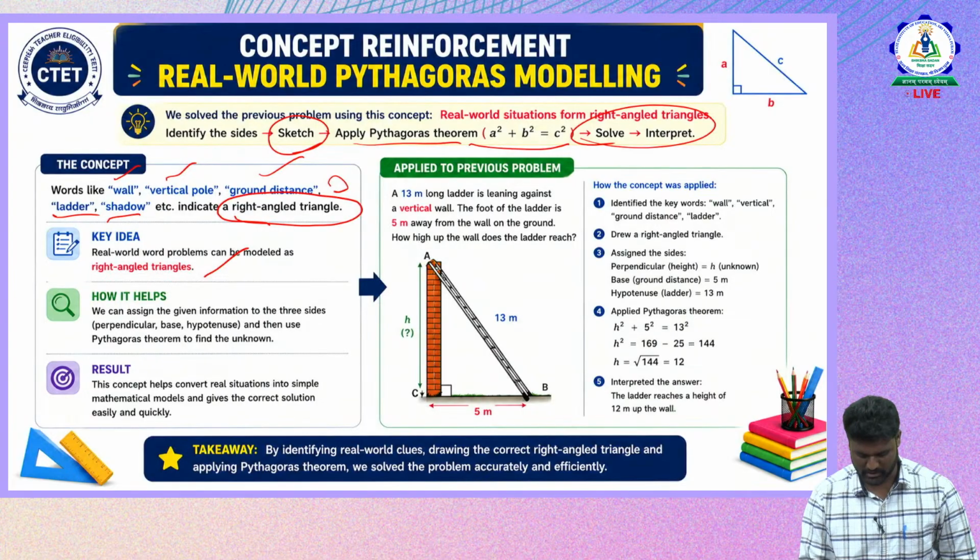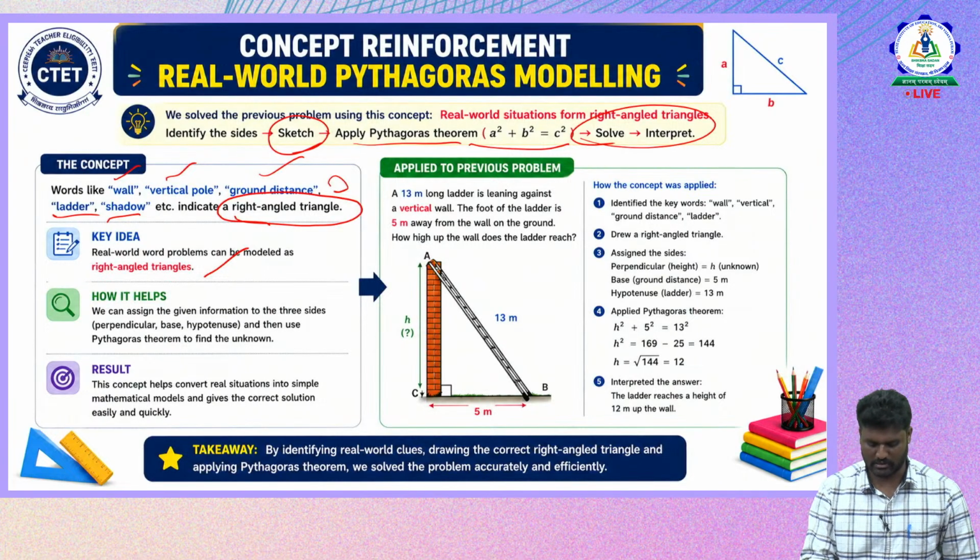Now there is another problem like this. A 13 meters long ladder is leaning against a vertical wall. So there is a vertical wall, and the ladder leaning against it has a length of 13 meters. The foot of the ladder is 5 meters away from the wall on the ground. So that means from the ground point, the foot of the ladder is 5 meters away. That means they have given the length of the base.